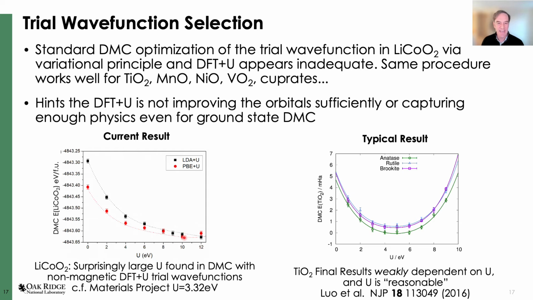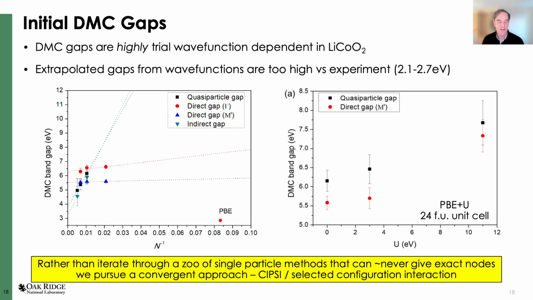So here there's a hint that not enough physics is being captured or improved to improve the nodal surface for our diffusion Monte Carlo calculations. This is then evident if one goes on to compute gaps with these wave functions. And essentially, we found that the gaps are very trial wave function dependent on this material. And this is obviously something that we don't like. And we also saw then that the extrapolated gaps are much too high versus experiment.